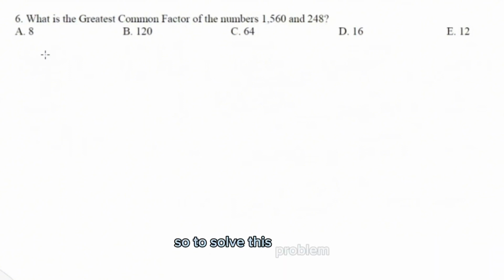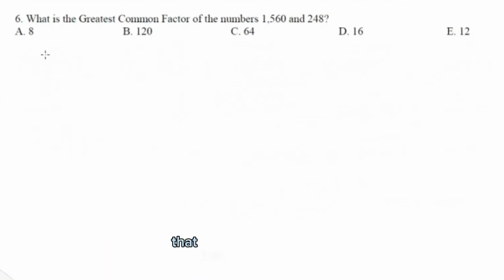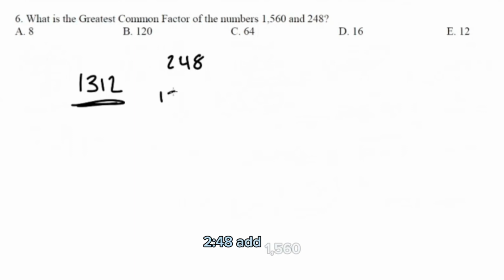Alright, so to solve this problem, what we need to do is 1560 minus 248 first. That just gets us 1312. Now we need to see if this number that we got, 1312, goes into both 248 and 1560, which it does not go into either of them. So this doesn't work. What we need to do now is break up 1312 into its factors.